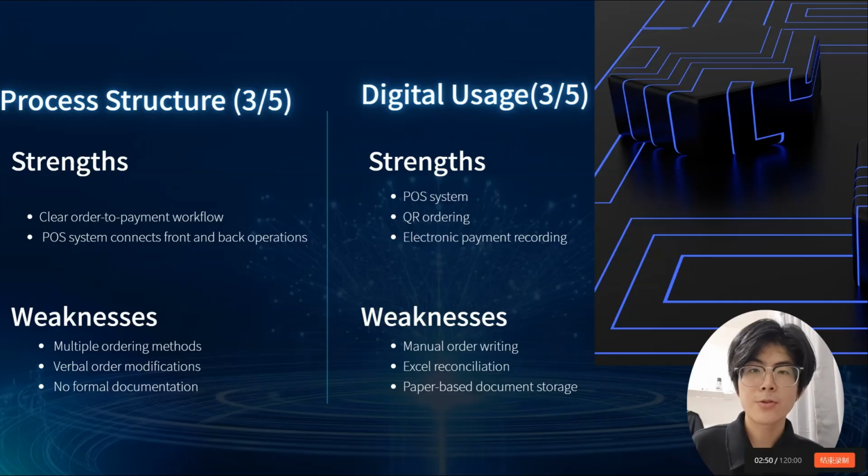Next, in terms of digital usage, the restaurant has adopted some useful digital tools. The POS system records sales transactions, and QR code ordering allows customers to place orders more conveniently. This technology helps improve efficiency compared to a fully manual system.